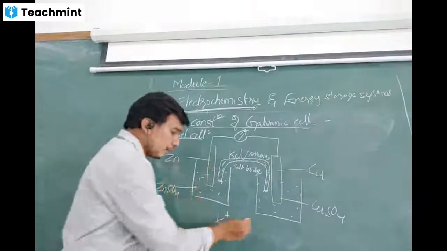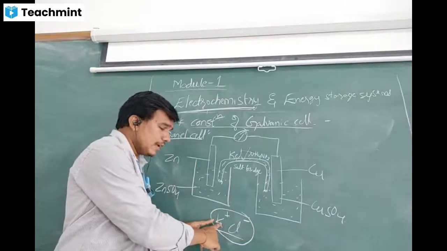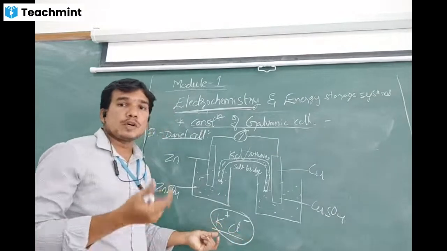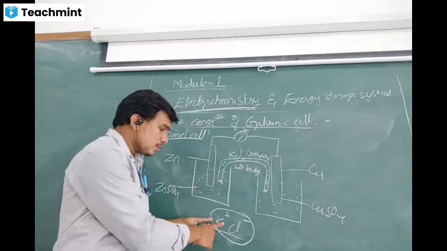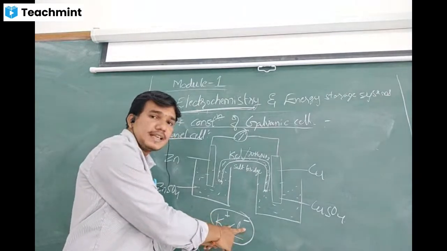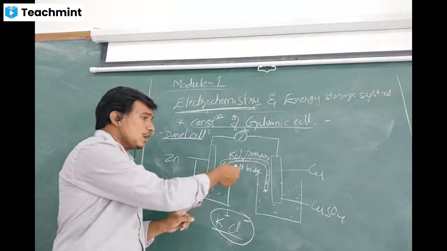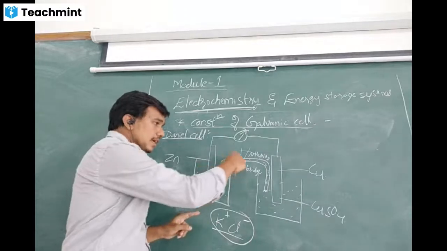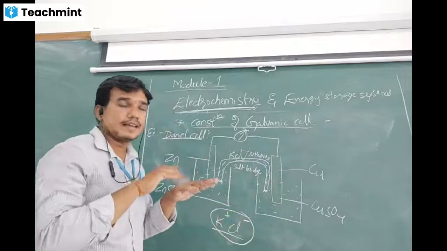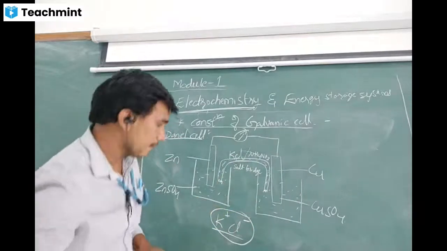Okay, so that's why we have to take the KCl solution with the same speed of transportation. We call it the transportation number. The transportation number of K plus ions and Cl minus ions is the same. If one K plus ion goes to this side, one Cl minus ion will also go. So to maintain electrical neutrality, we require the salt bridge. Okay.